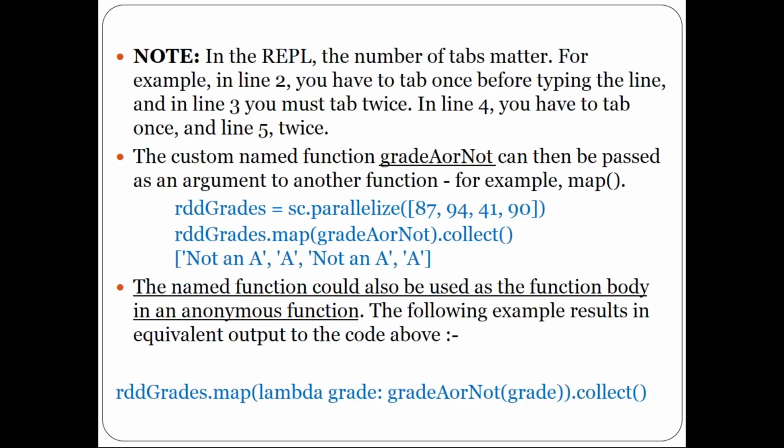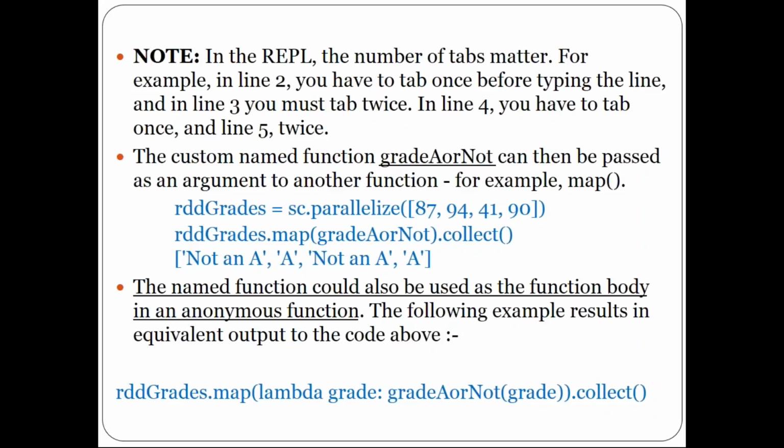You have an RDD. Your RDD is parallelized as a group of data elements. Now your RDD grades are mapped with a custom function and then you ask it to collect. What happens there? Your custom function called grade A or not is now used in your new transformation in RDD grades. So what it means is the custom function grade A or not is passed as an argument to another function. So that is used in the map function.